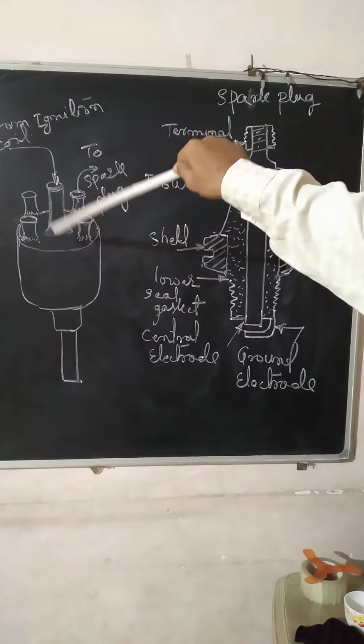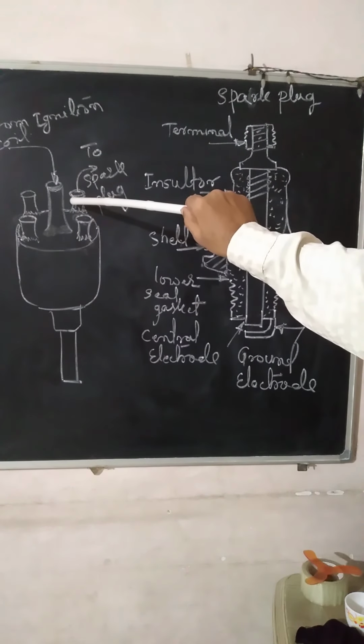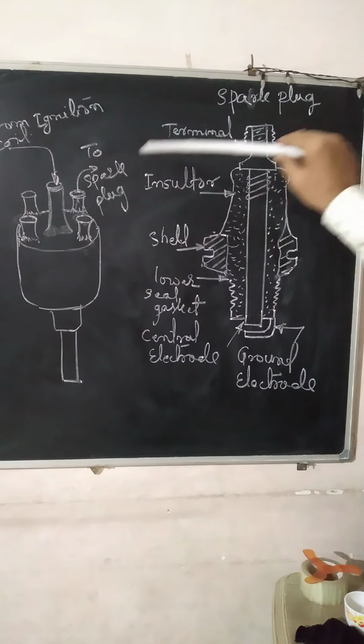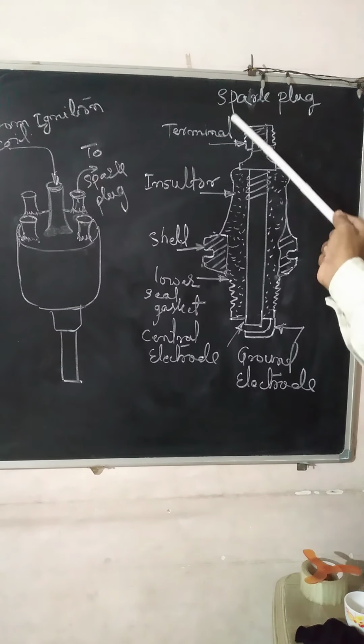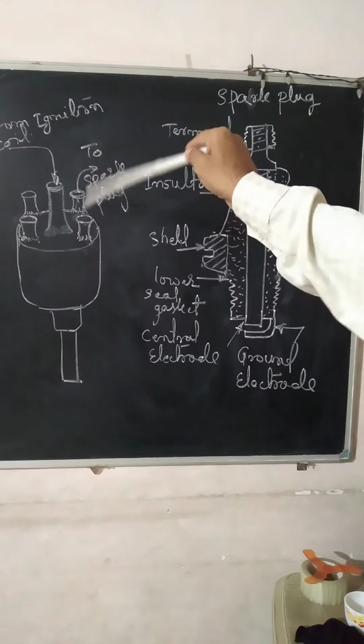If you open it, the wire which is coming from the ignition coil will be connected to the corresponding spark plug on the basis of the firing order. If it is a 4-cylinder engine, it will be 1324 or 1342. So this is connected to the cylinder number 1 spark plug, and this is connected to the cylinder number 3 spark plug. On that basis, on the basis of firing order, it is being connected.